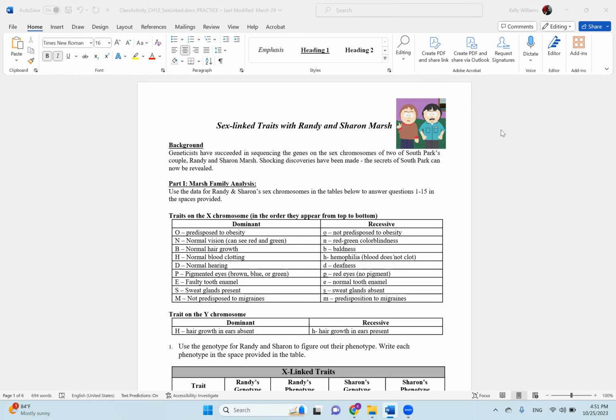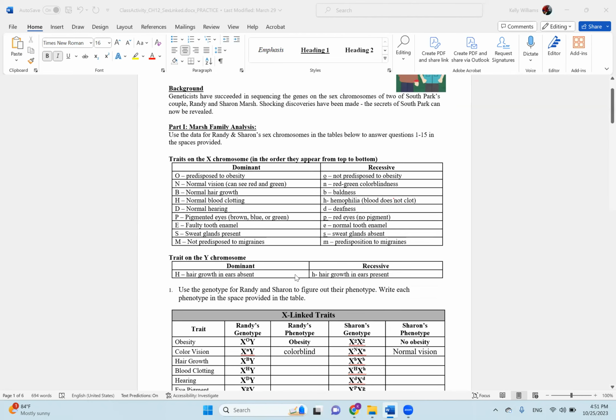Okay, so this is over chapter 12, complex inheritance. You've gone over chapter 11, which is simple inheritance. Now we are doing the complex, which is sex-linked traits, or sometimes you refer to it as X-linked. So if you hear X-linked or sex-linked, it means that it is sex-specific. So it applies differently to males and females, okay? So be sure on your exam that you understand which one we're talking about.